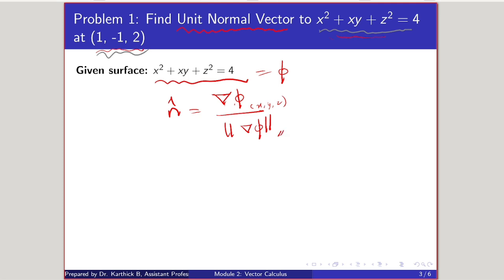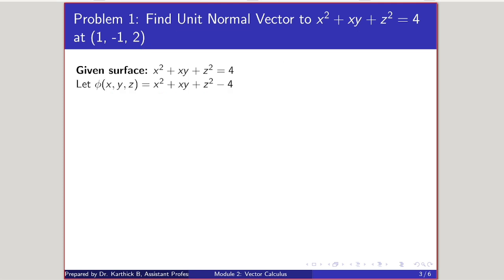Okay, so let us begin. So let us take this given function as phi. I am taking this 4 to that side, it becomes minus 4. I am considering this as surface phi x, y, z. Next, we know that gradient phi will be dou phi by dou x i vector plus dou phi by dou y j vector plus dou phi by dou z k vector. So this is our phi.